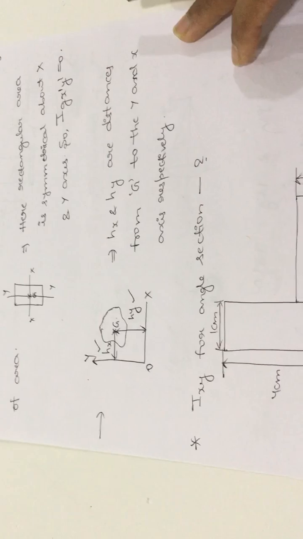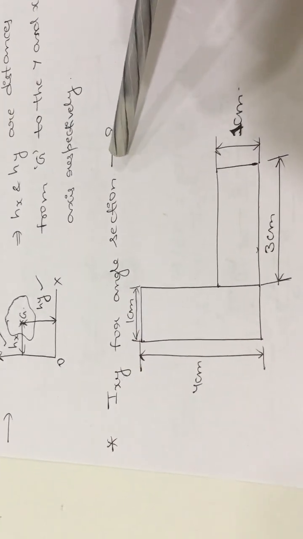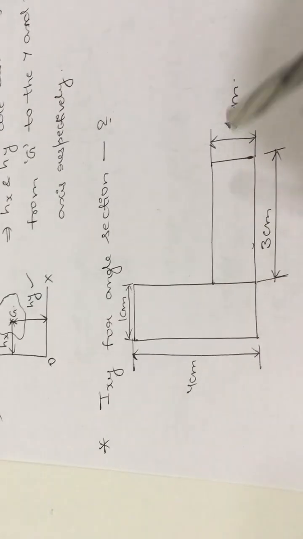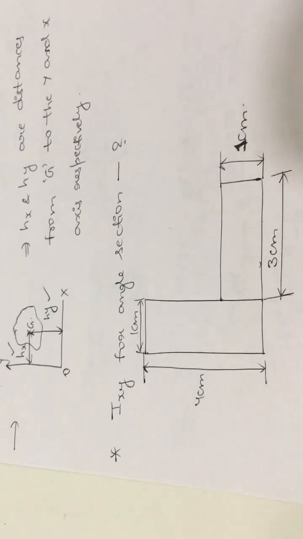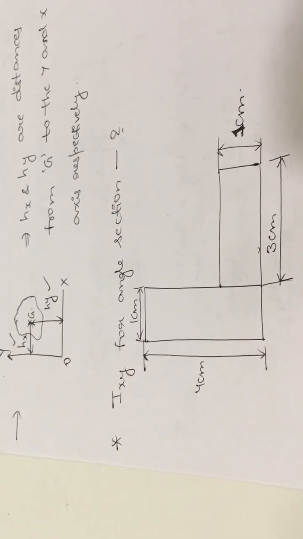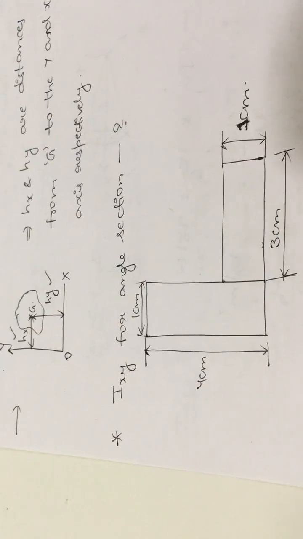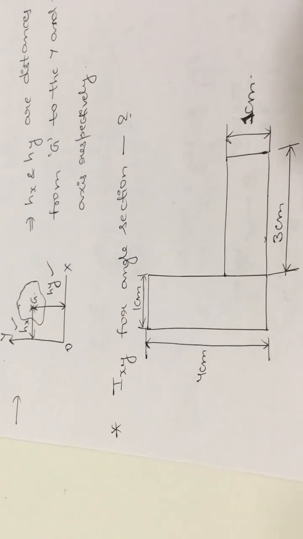Now we will see one problem. Here they are asking to calculate Ixy for the angle section. So this is the given diagram with the dimensions which are in centimeters, and units for the product of inertia are cm to the power of 4 or m to the power of 4 or mm to the power of 4 according to the dimensions which are given in the question.